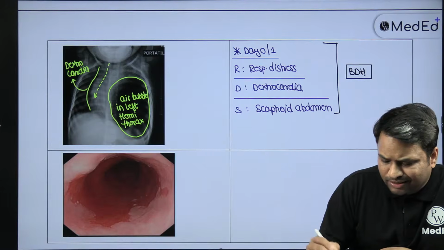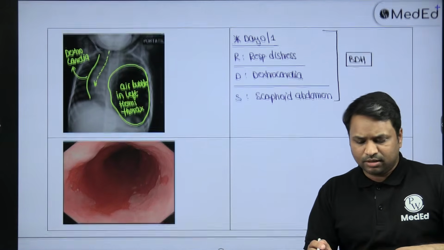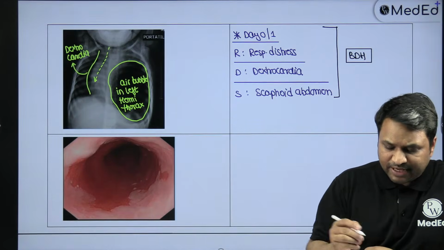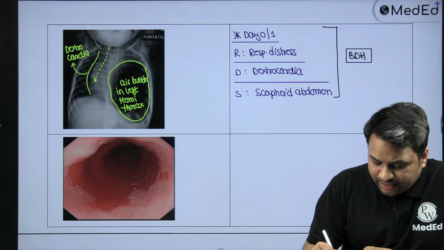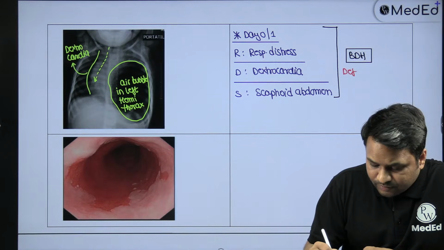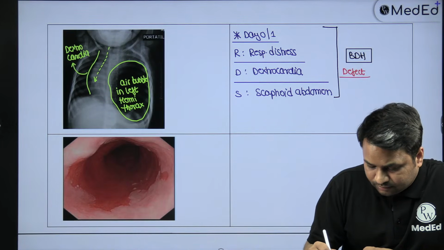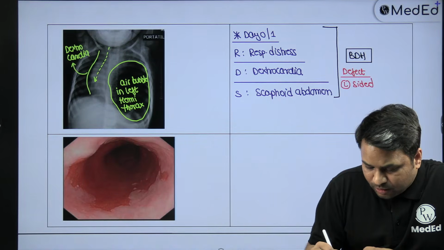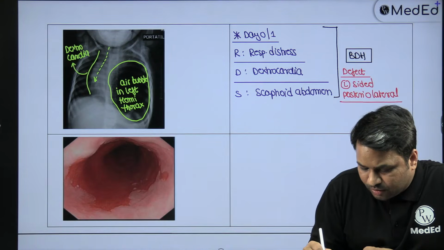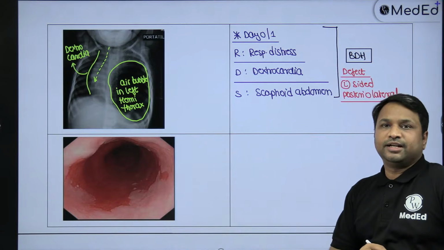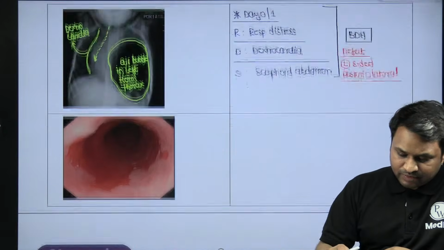Now, the only question that they can ask you, again, it's an important topic from the exam perspective. If they ask you in Bochdalek hernia, they'll ask you where is the defect. The defect is going to be left-sided. When you say the defect, it is a left-sided posterolateral defect.